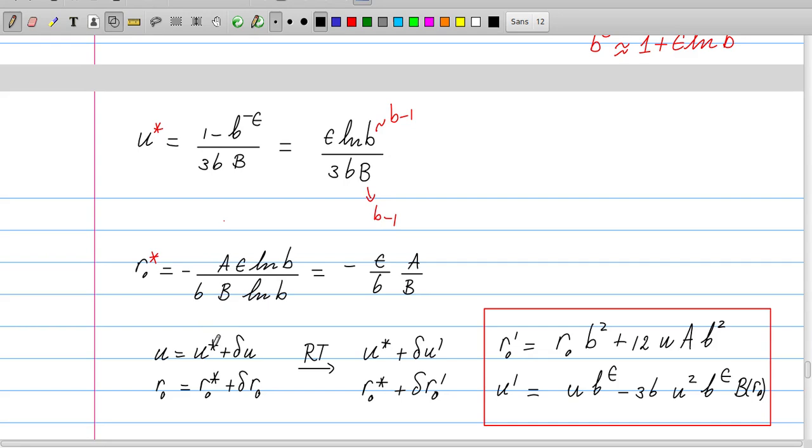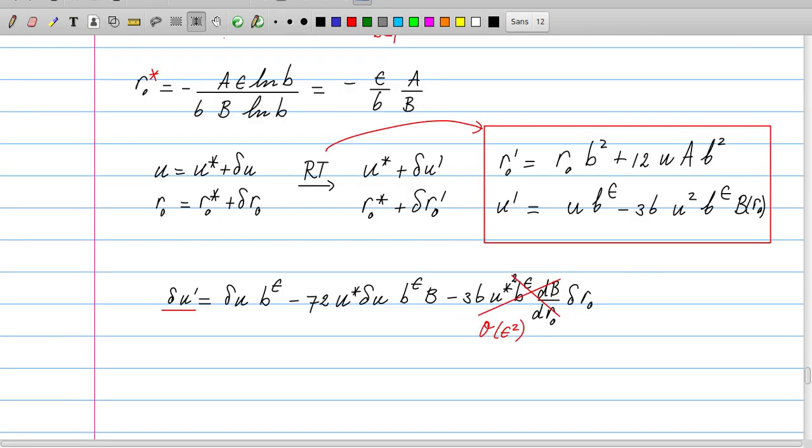The new fixed point is u star, r0 star. They are both finite values. We deviate a little bit from those, and then we perform the renormalization transformation, and we end up close again to the fixed point, but at different positions described by delta u primed and delta r0 primed. And so we consider now the relation between the delta u primed and the delta u, and the renormalization transformation, just for your information, I have copied those again here. So let's see what we get in that case.